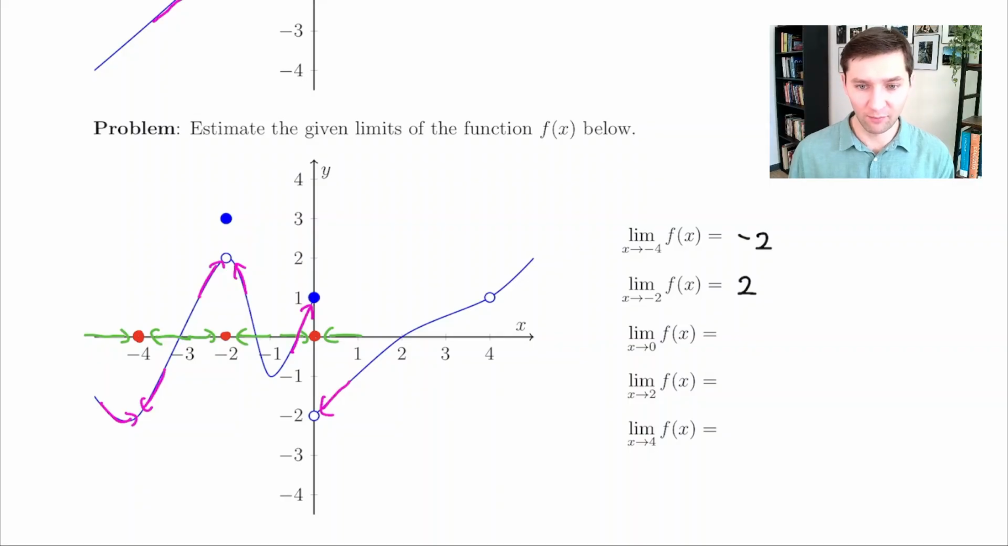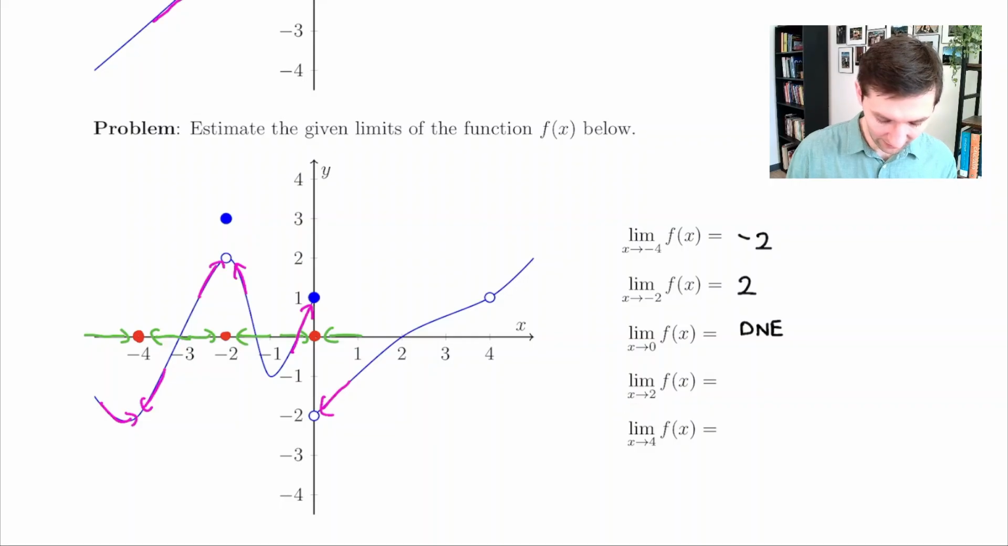These are two different numbers. In that case, we say that the limit does not exist. Remember, the limit of a function at a particular point can be only one number. It cannot be two numbers. It's just one value.